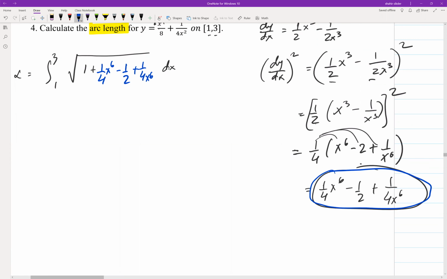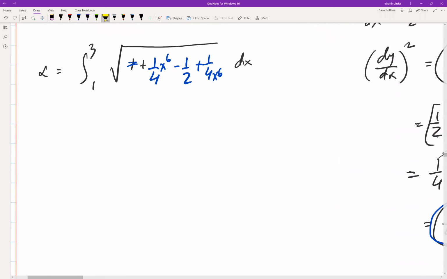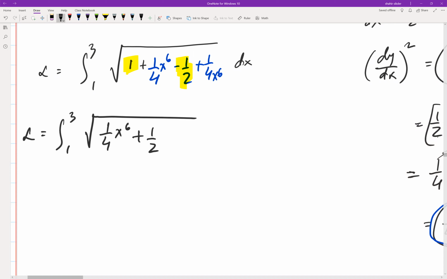Okay, looks like it's good news here because we got like terms, and this is exactly why we're doing all of this. So what is happening? This 1 and this negative 1/2 are my like terms. So we can do something. We can write square root of 1/4 x to the 6, 1 minus 1/2 is a positive 1/2, plus 1/4 x to the 6 on the bottom, dx.